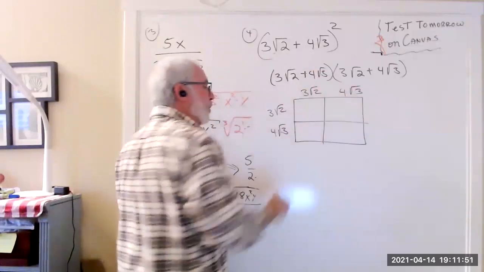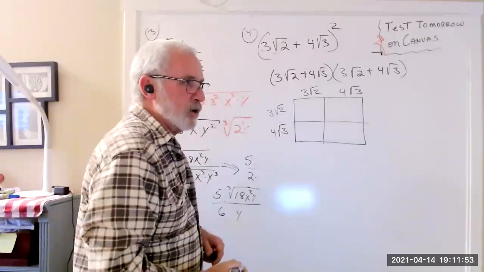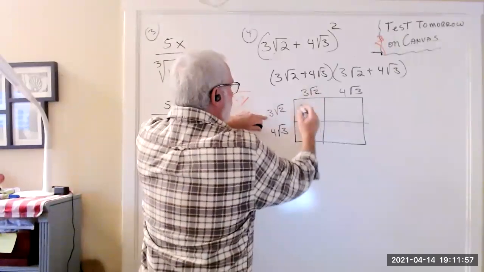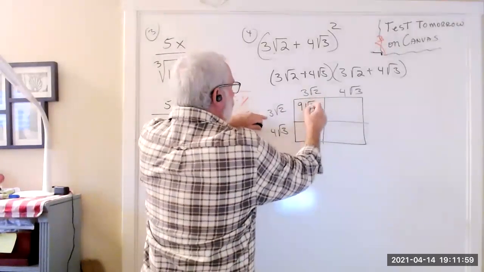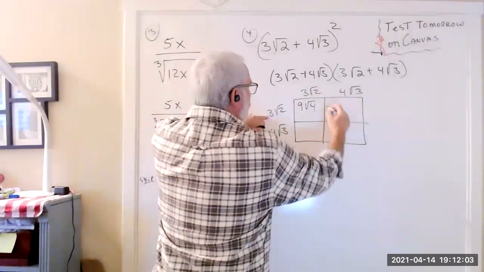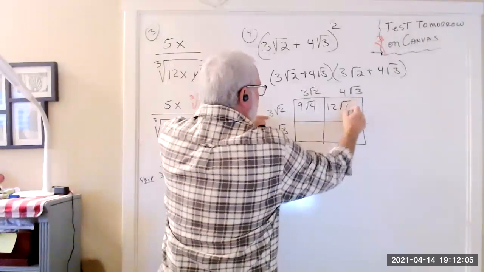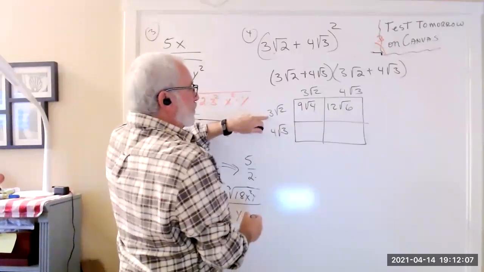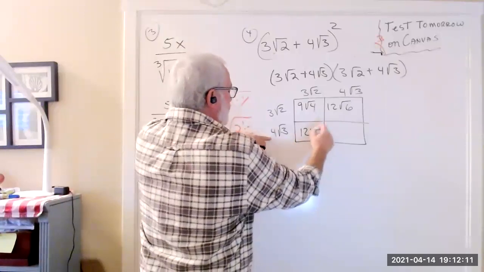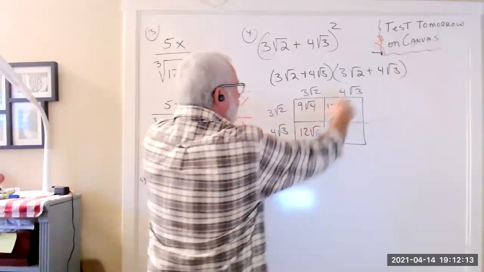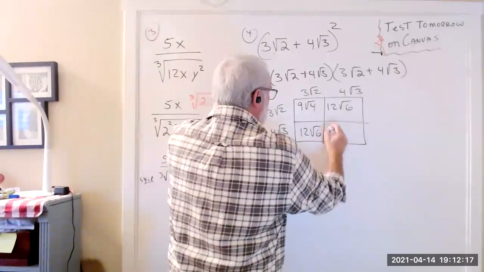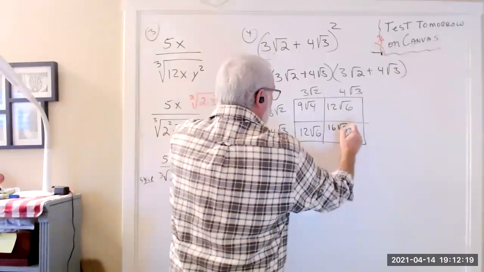Okay, to help organize their work. So 3 radical 2 times 3 radical 2 is 9 radical 4. 3 radical 2 times 4 radical 3 is 12 radical 6. 4 radical 3 times that is another 12 radical 6. And 4 times 4 is 16. Oops. Radical 9.